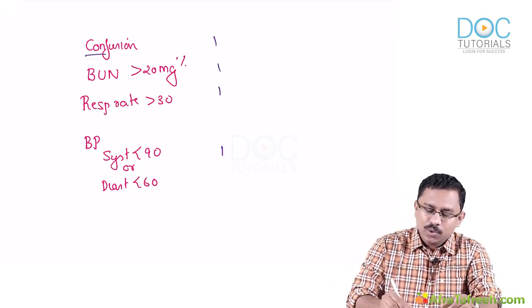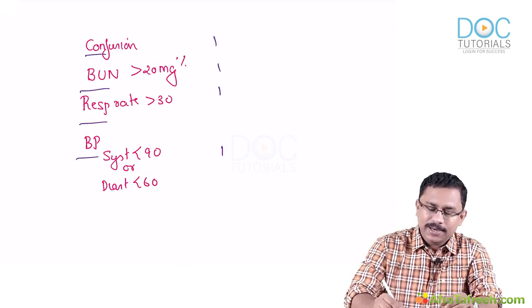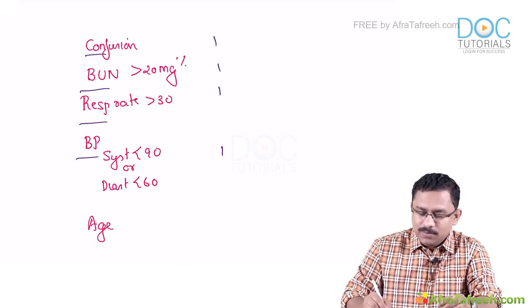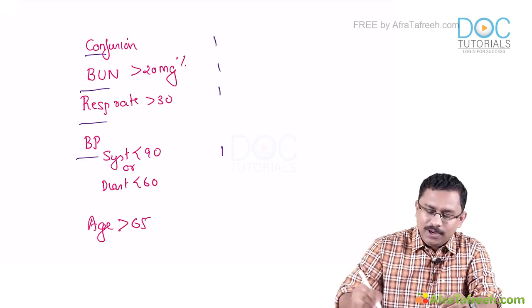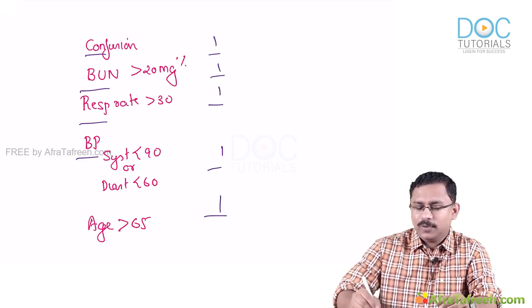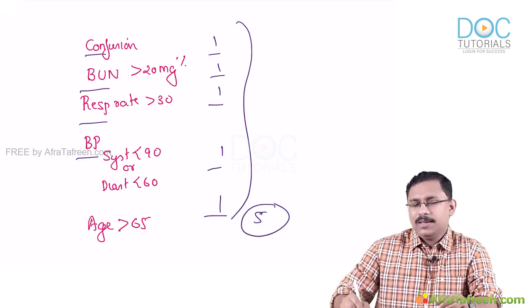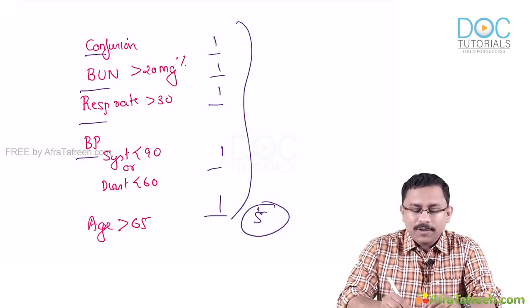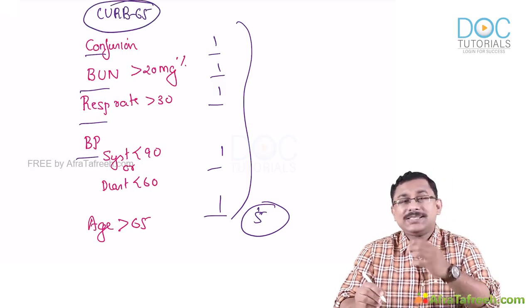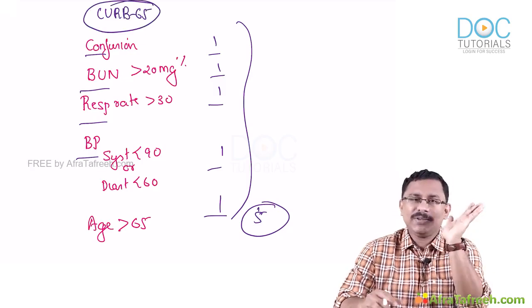So C, U, R, B, and then finally you have age more than 65 years. Here again you will give a point of 1. So 1, 2, 3, 4, 5, total 5 points. Now you will look for the CURB-65 score in a particular patient to decide whether this patient requires admission or not.